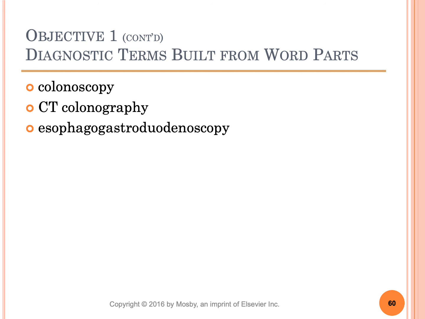Esophagogastroduodenoscopy. Say that 10 times fast. We don't like to say it, so we shorten it to EGD. You might have heard of that. So this is basically looking into the esophagus and the stomach and the first part of the small intestine, which is the duodenum, with a scope.